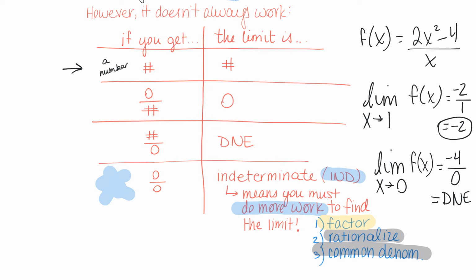All right, now let's look what happens when we get a 0 over 0. So let's look at a problem like this. Okay, so we're going to say the limit of f of x, which is going to be x squared minus 16 over x minus 4. So I'm just writing my f of x right in the problem. So the limit of x squared minus 16 over x minus 4 as x approaches 4.